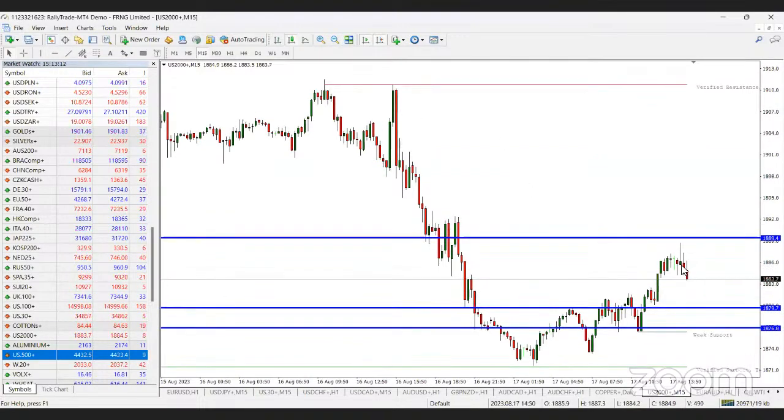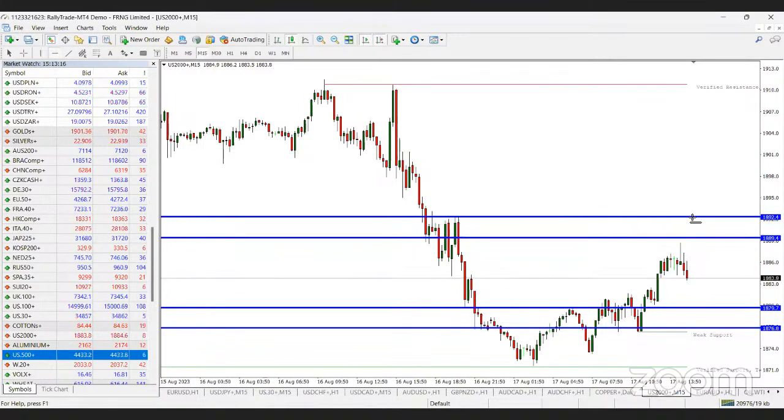But if somehow price pushes up above this point here, I'm going to be going in for my buy at 1889. I'll come out of my buy at 1892. Okay. Yes, that's what I would likely do.